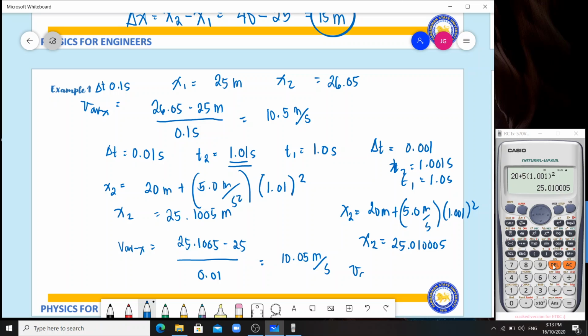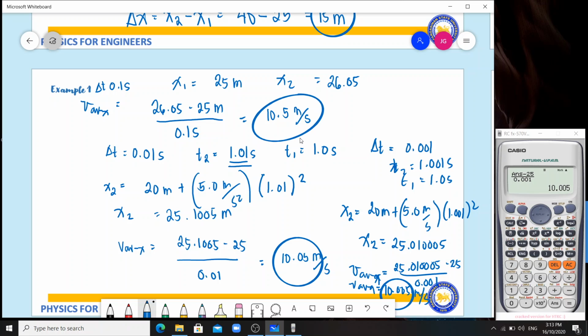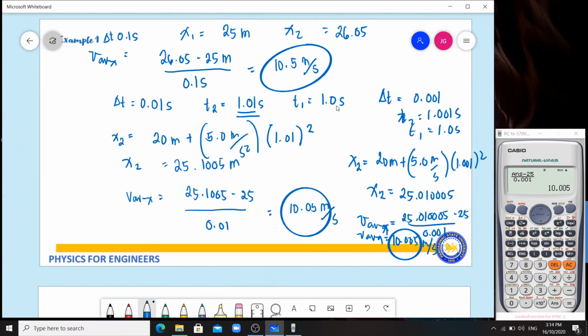25.010005. Okay. So, getting the average. That should be 25.010005 minus 25 over 0.001. Okay. So, let's compute. Okay. So, that is equivalent to 10.005. Okay. So, we have 10.5, 10.05, 10.005 meters per second. Okay. So, if we are going to compare that, okay, 10.5, 10.05, and 10.005.